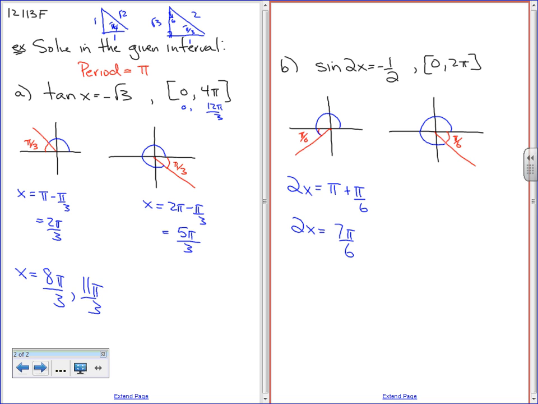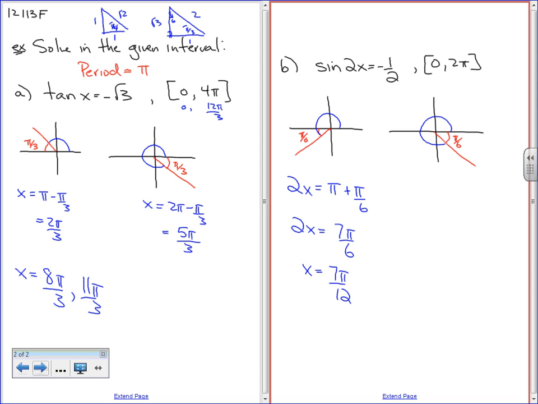Ultimately, I'm trying to solve for x. I don't want the 2 in front of the x. How do I get rid of it? Right. And if I divide a fraction by 2, it's essentially like multiplying the denominator by 2. So that's my first answer.